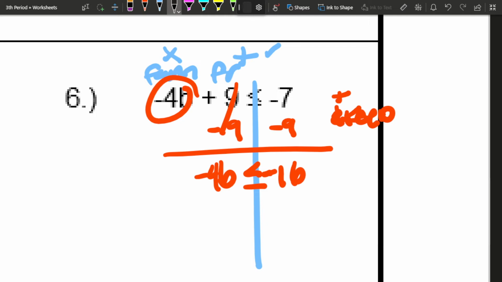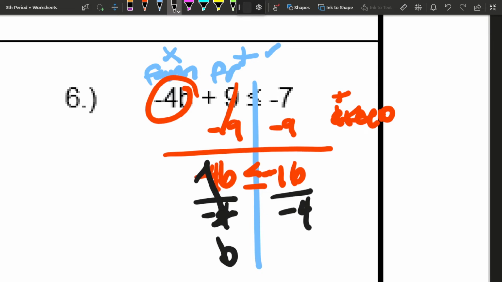Next step. What is the family doing? Multiplying. The opposite of multiply is dividing. So we're going to divide by negative 4. Very good. What I do to one side, I do to the other side. Okay. So now, before I divide, this is just going to make 1.